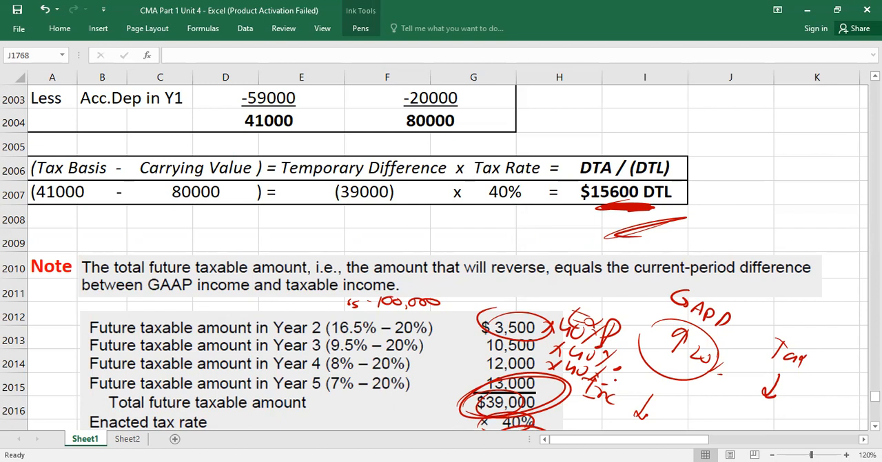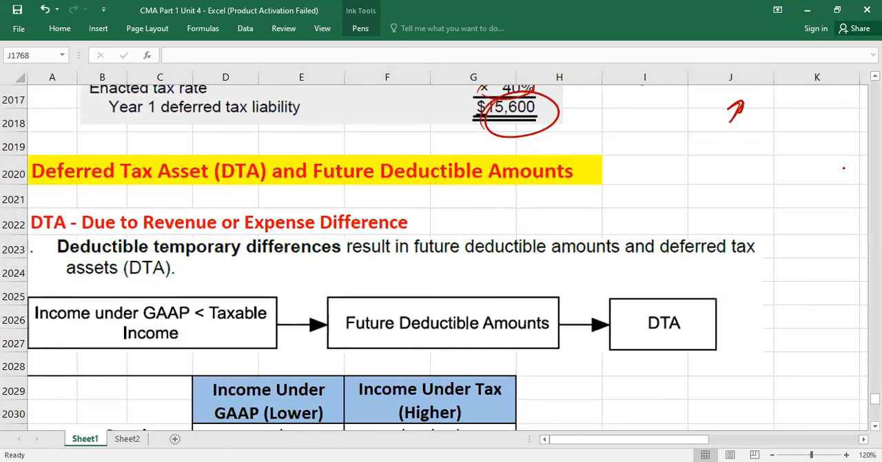Okay, so in the same way, if you have a deferred tax asset, which we will study later, every year you will have a refund for that. But for a liability, you would have a payment. Understood? Clear? Now I'm going to tell you about deferred tax asset.